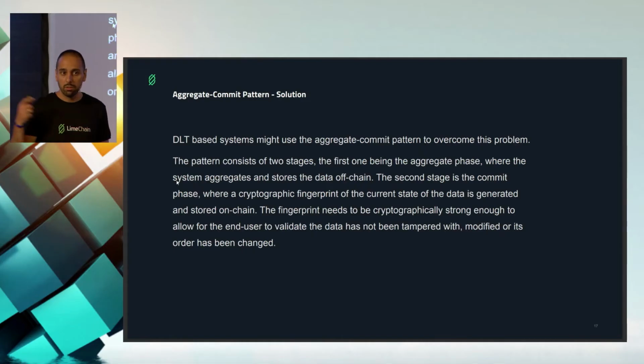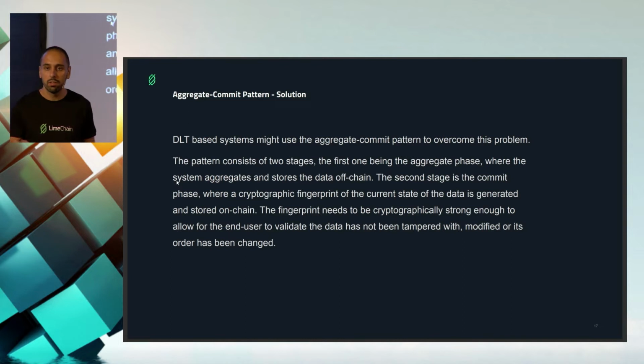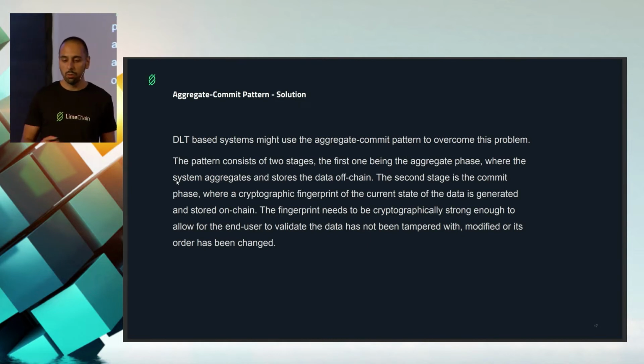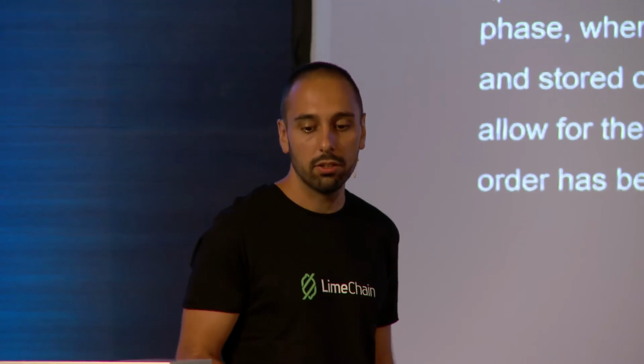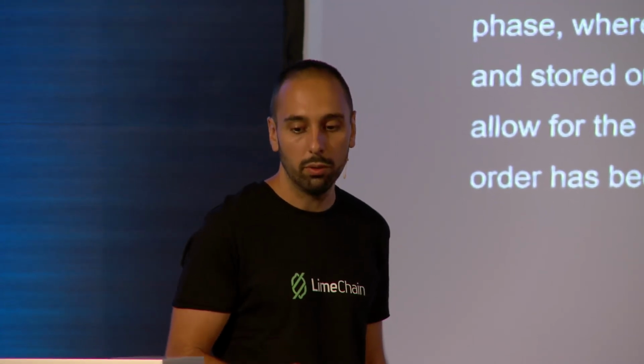And we're getting into patterns that are later going to combine together, and we're going to see other patterns that are in here. Well, you can just use the aggregate commit pattern. It is fairly straightforward. It's exactly what its name says. You essentially aggregate the data in a phase, and then just put a fingerprint of this data inside the blockchain. This is the commit phase, and the fingerprint needs to be a data structure and to be cryptographically secure in a way that an end user or the blockchain can actually verify that this is valid data that has been aggregated and it has not been tampered with.